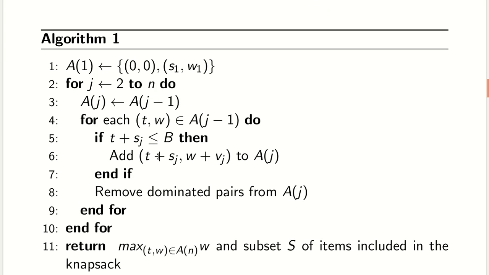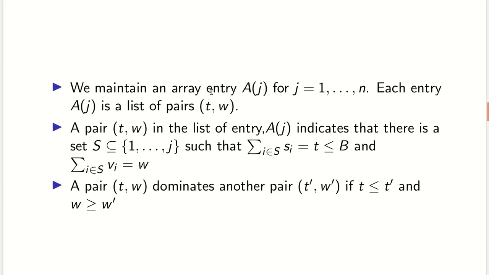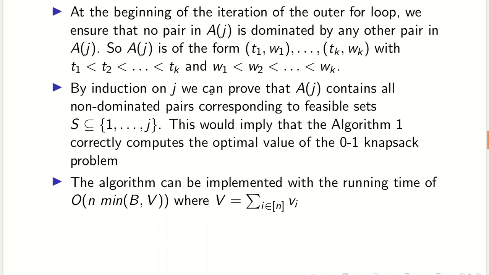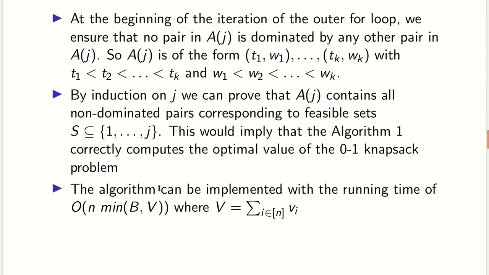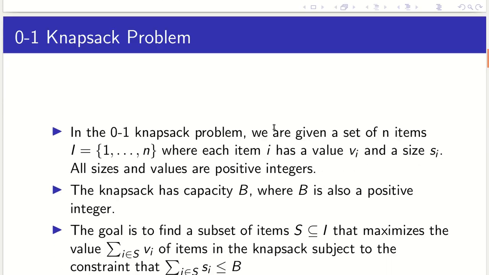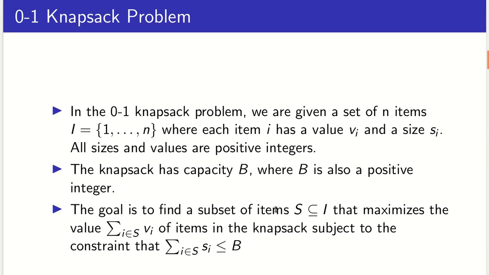So that's why this algorithm is correct, and most of you might have seen this type of dynamic programming algorithm for the knapsack problem. As I explained before, the main reason for doing this was that the running time will be n times the minimum of b comma v, where v is the summation of values in the set I.